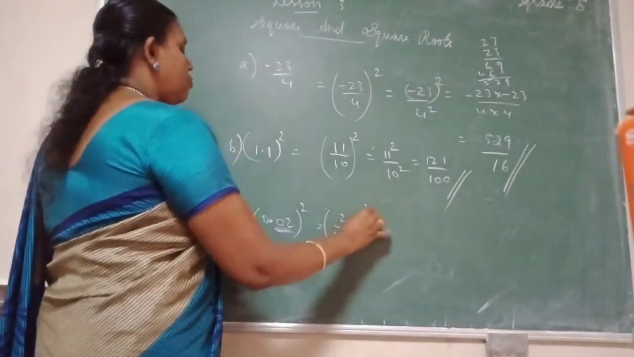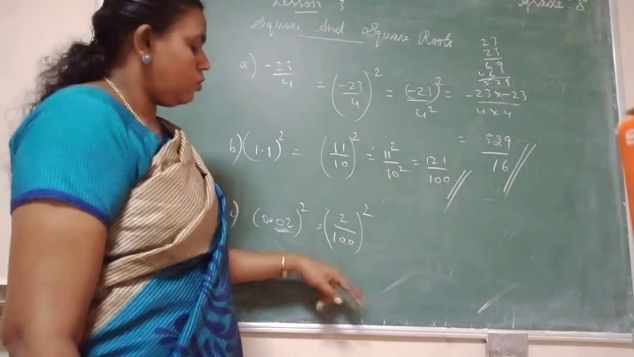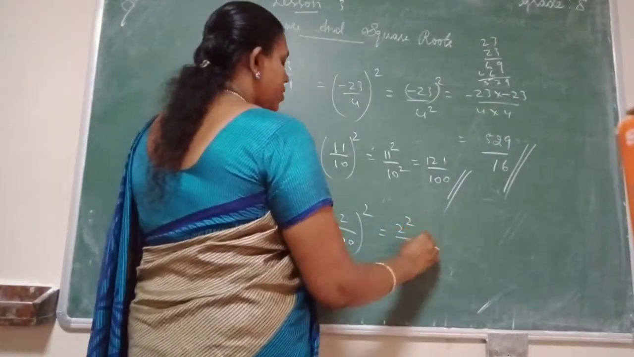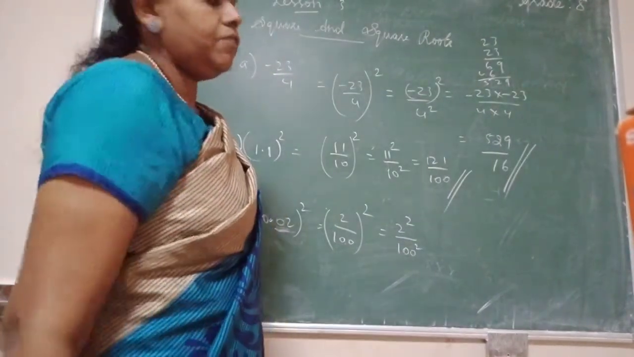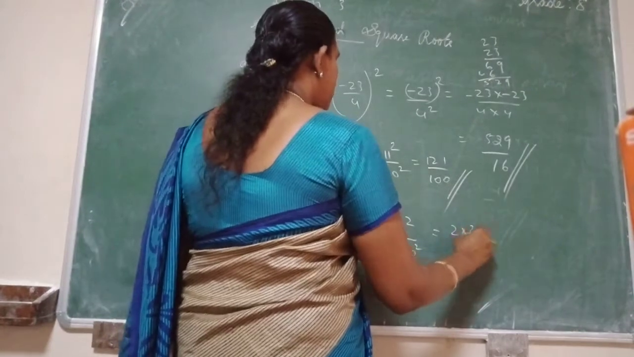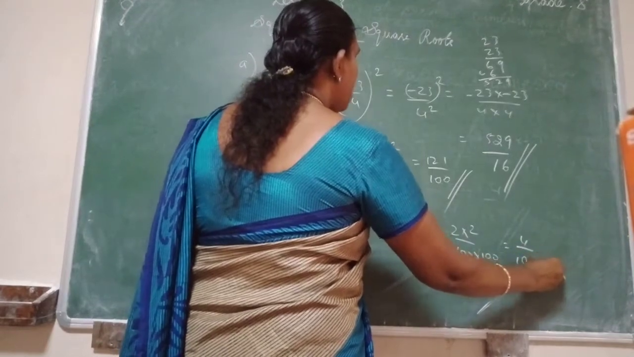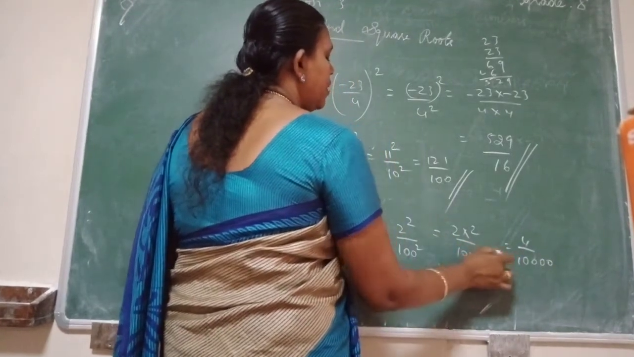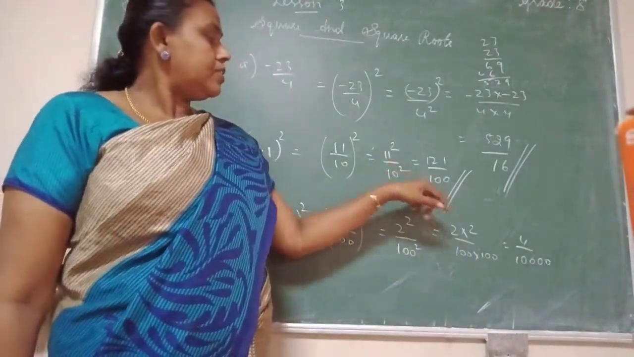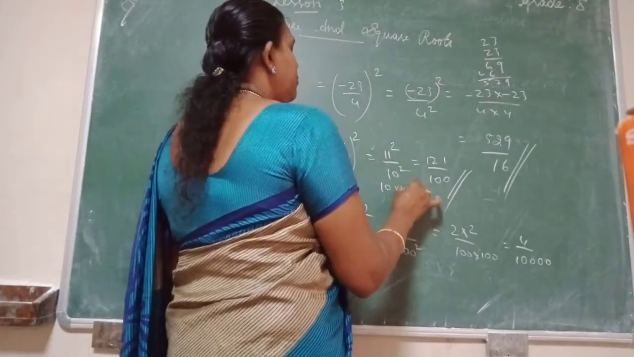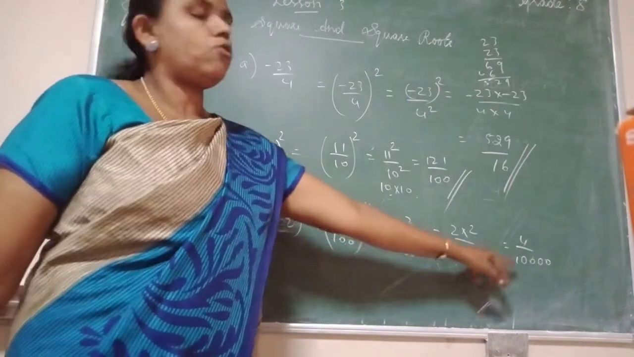2 by 100 the whole square. After this decimal point we have 2 digits, no? 2 by 100 the whole square is equal to 2 square by 100 square, which is equal to 2 into 2 by 100 into 100, which is equal to 4 by, how many zeros? 1, 2, 3, 4 zeros. 100 into 100 means 10 into 10, 10 tens are 100, 2 zeros. Here 100 into 100, 1, 2, 3, 4 zeros.